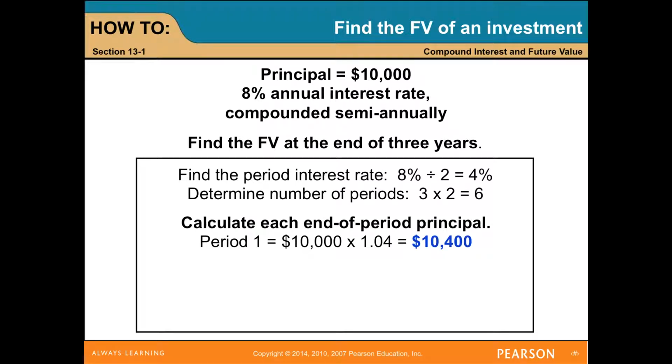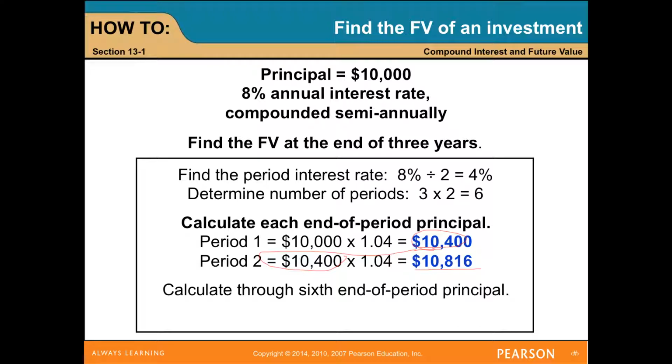Okay, so it just repeated here. Going back here, we have the $10,400. For period 2, we have to take these $10,400, roll it over into the beginning of period 2, times 1.04, and that gives us $10,816. Now we have to take that and roll it over to period 3.